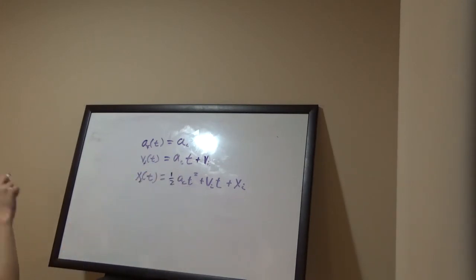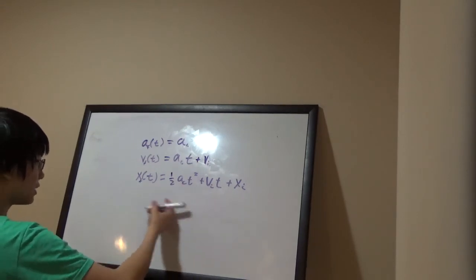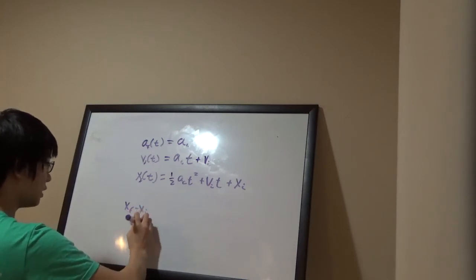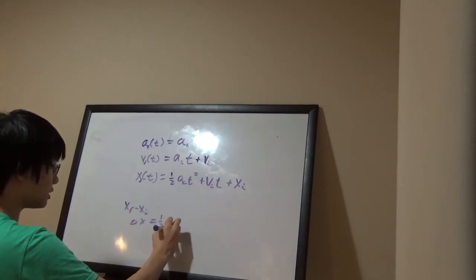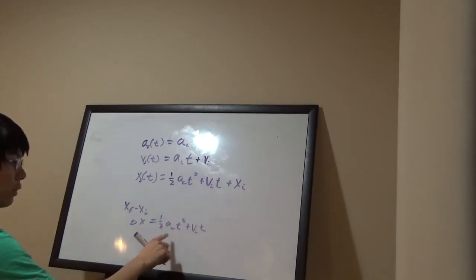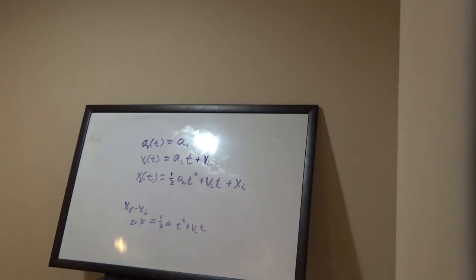That's kind of cool. Next thing we're going to do is move this over to this side, so we get xf minus xi, or just delta x, is equal to 1/2 a_c t squared plus vi t. That is another way they might write it, except they'll probably just say a for acceleration. We know it's constant, so we can just say a instead of a_c, denoting it's constant.